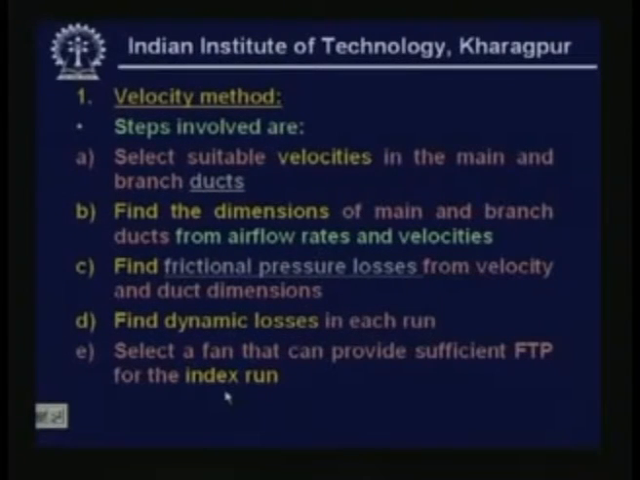So, first select the velocity. This is a very simple method, as you can see. First select suitable velocities. Since flow rates are known, from the velocities find out the dimensions. Once you know the dimensions and the flow rates, you find out the frictional pressure drops, and then from the duct layout, depending upon the branches and bends, turns, etc., you find out the dynamic losses. Then I add up frictional and dynamic losses for each duct run and find out the duct run which gives the maximum pressure loss. That particular duct run is called the index run, and you select a fan whose FTP is equal to the total pressure loss of the index run. So, this ends the design procedure as far as the velocity method is concerned.